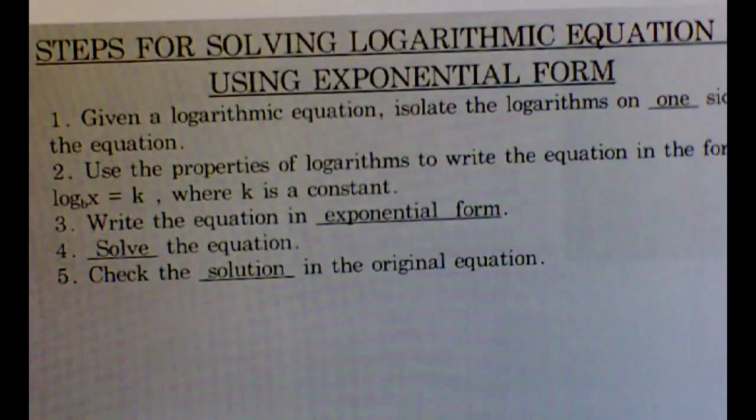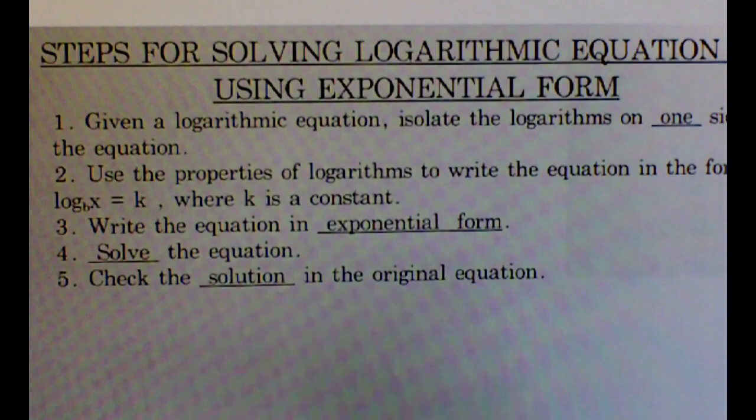Now we're going to solve logarithmic equations by using exponential form. So given a logarithmic equation, isolate the logarithms on one side of the equation. Use properties of logarithms to write it in one logarithm, or a logarithm equals a logarithm. Either way is fine. Write the equation in exponential form, solve it, and check your solution.